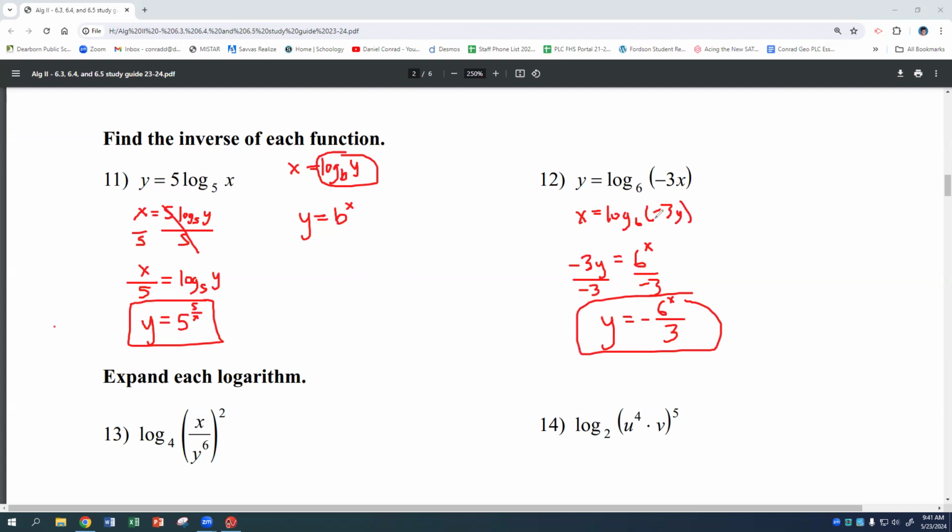The reason we couldn't divide by negative 3 first is because it was inside the log function. Whereas over here, the 5 is outside of the log function, so that's why we could divide by 5 on both sides first. The 3 over here is inside, so we couldn't do it until the end.